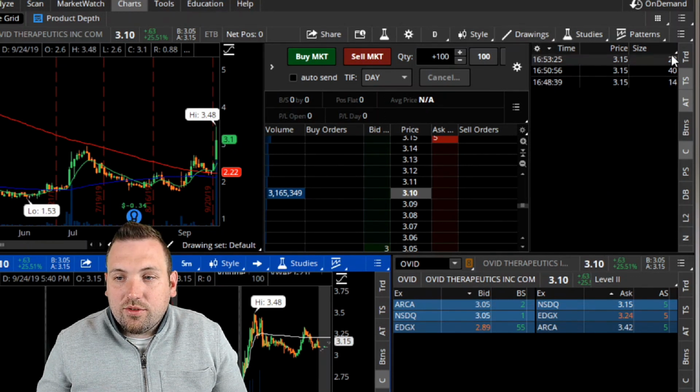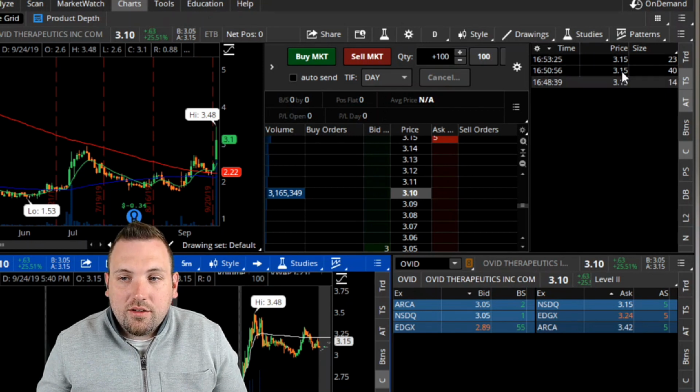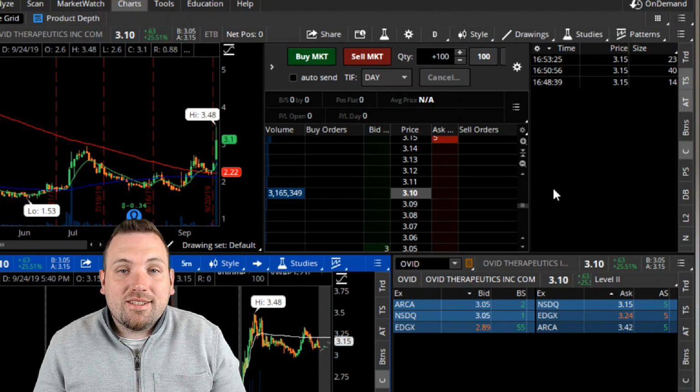At this time, there was 2,300 shares at 315, 4,000 shares at 315, and 1,400 shares at 315, all at that price. So if these are green or white, they are buys. If they are red, they are sells. So it's basic supply and demand. That's all it is, guys.